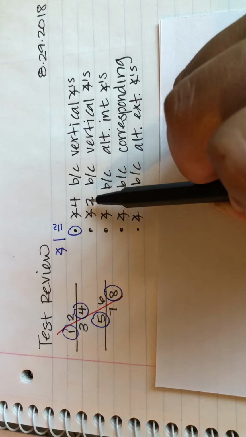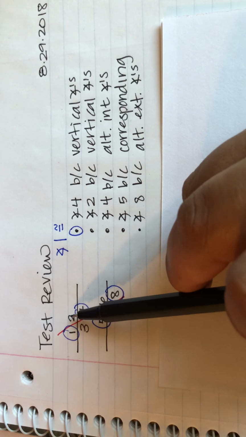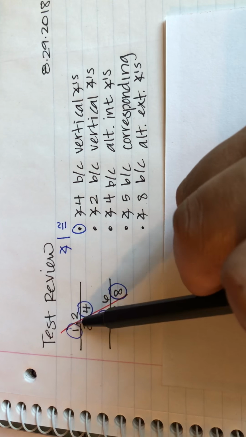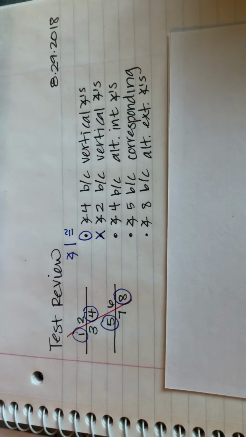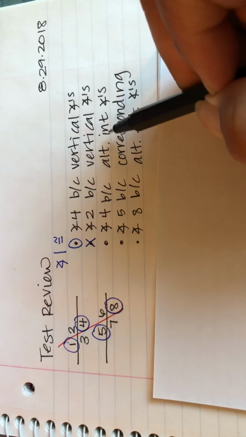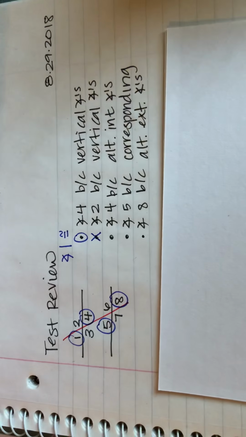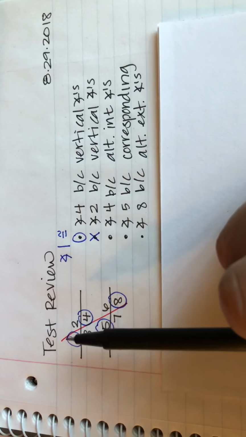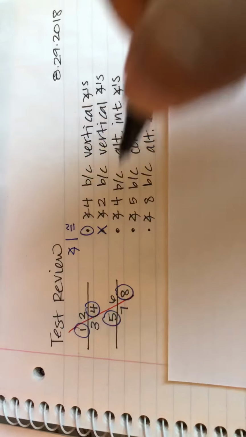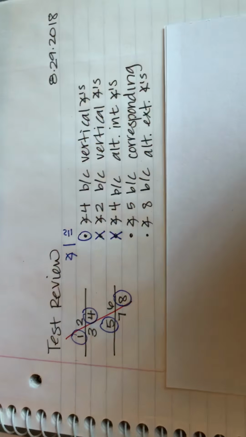Angle 2, I didn't even circle that one. It says vertical angles, but vertical angles are right, directly across, not next to each other. That doesn't make sense. So that's not an answer. Angle 4, oh look, I have it again because of alternate interior angles. I know that they can have more than one relationship, but number 1 is an exterior angle. So that doesn't make sense either. I'm going to go ahead and cross that out.